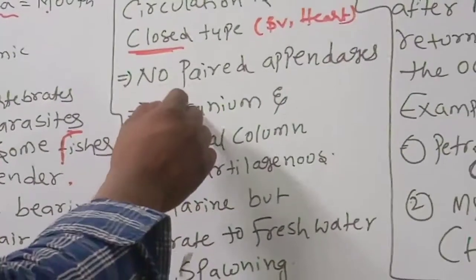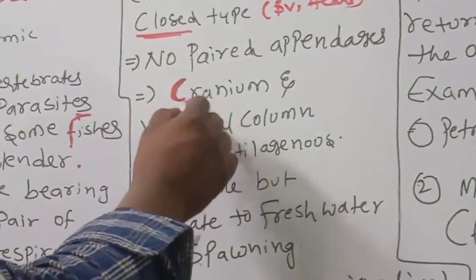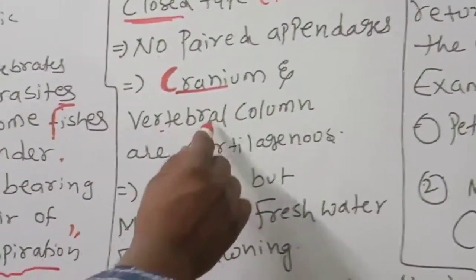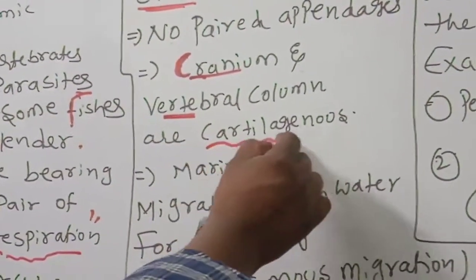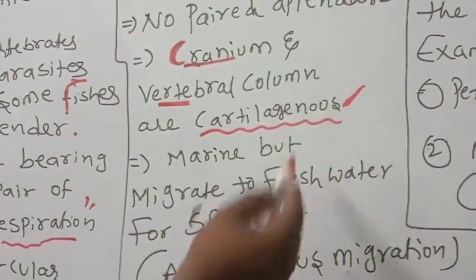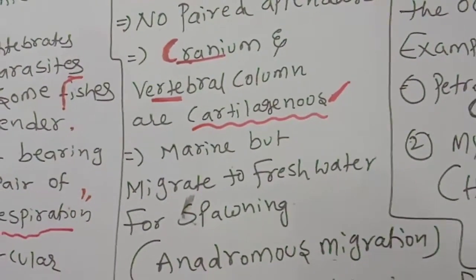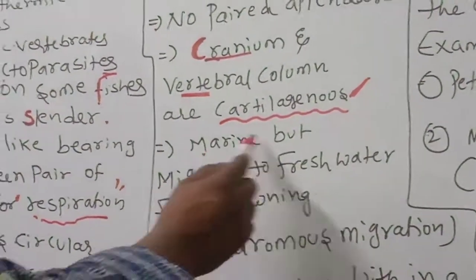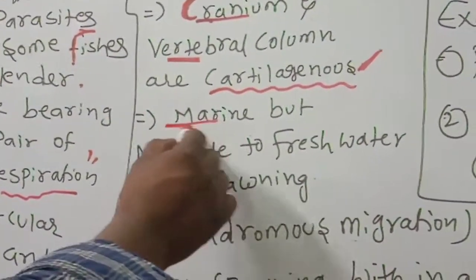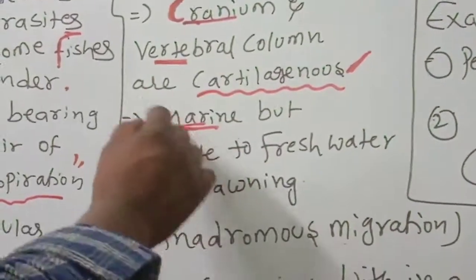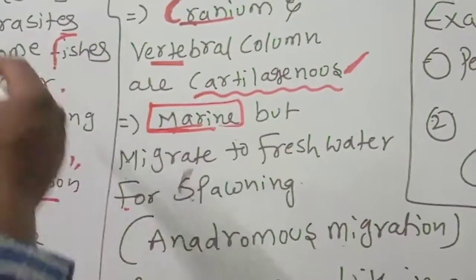The cranium, the bony box, and the vertebral column are made of cartilaginous material. Marine but migrate to freshwater for spawning. The cyclostomes are marine, meaning oceans. You know very well, they can live in salt water.